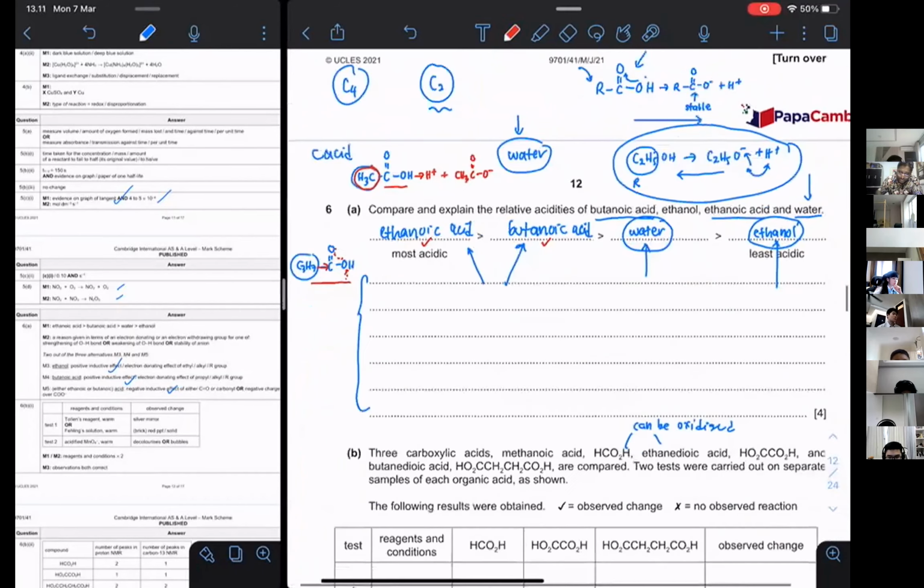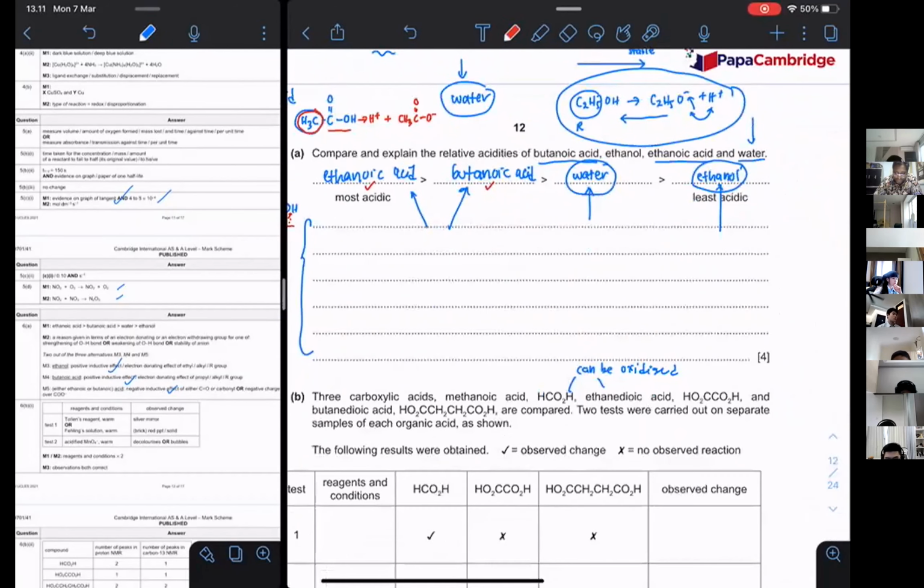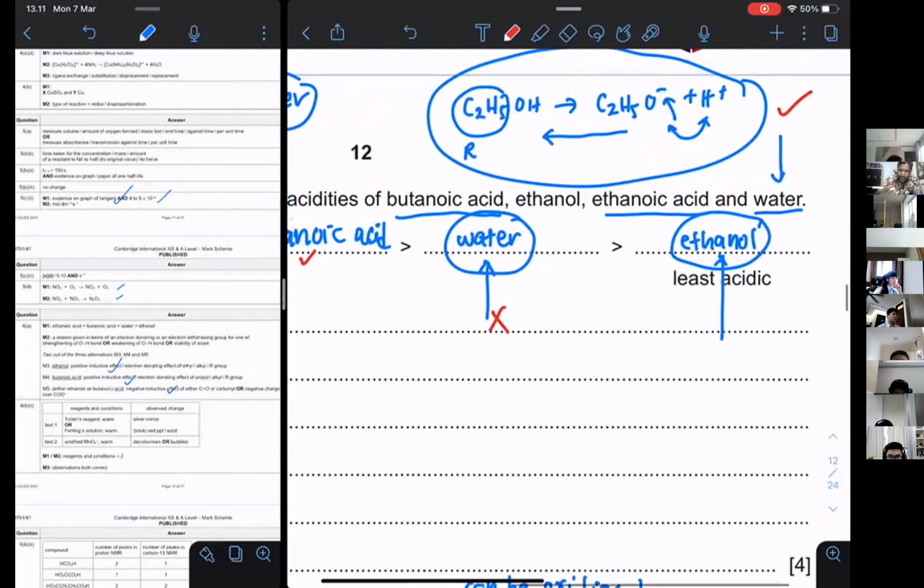If you want to compare and explain, the compare is already done. For explain, you do not need to mention so much about water. You just need to mention ethanol. When ethanol dissolves in water, it is going to give you this equation. Then you can say that because of the presence of the R group, it is going to have a positive inductive effect, where it is going to donate the electron towards the OH bond, and this will affect the ethoxide ion. We call it the ethoxide ion.